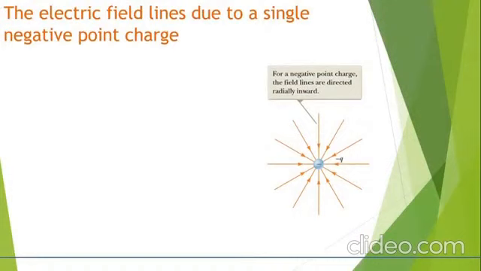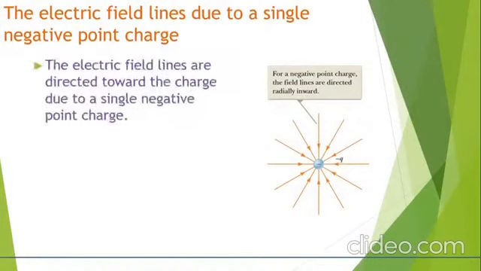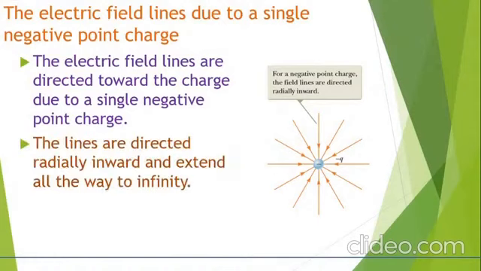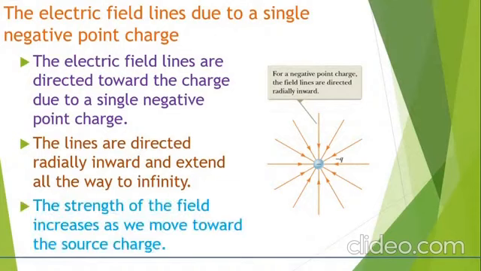Similarly, the electric field lines due to a single negative point charge are shown here in this figure. The electric field lines representing the field due to a single negative point charge are directed toward the charge. In either case, the lines are along the radial direction and extend all the way to infinity. Also notice that the lines become closer together as they approach the charge, indicating that the strength of the field increases as we move toward the source charge.